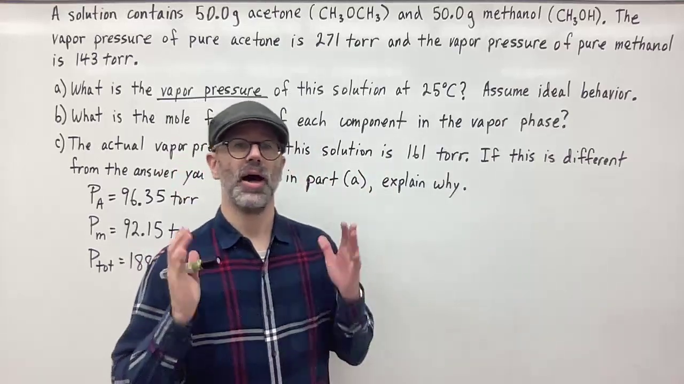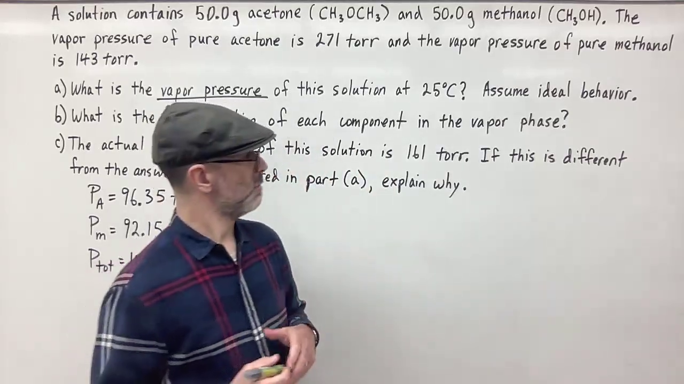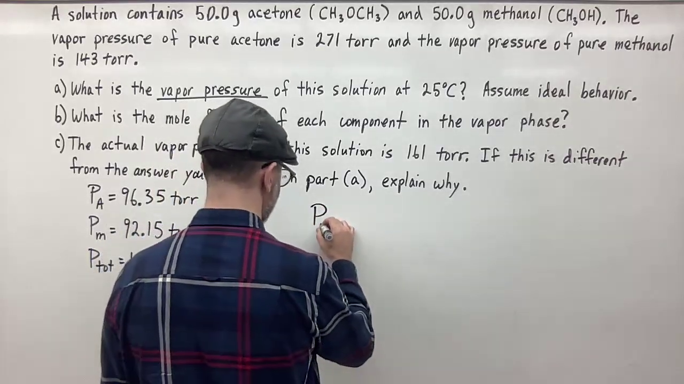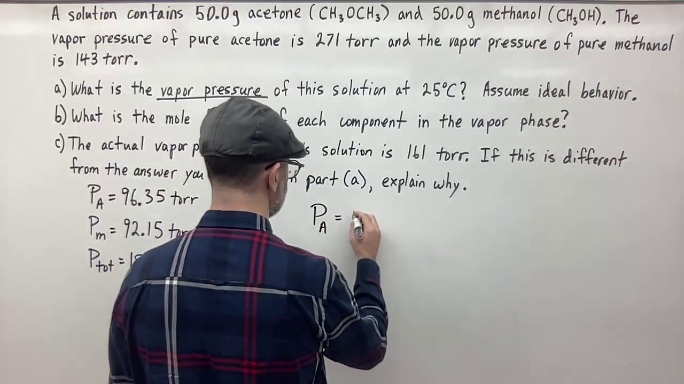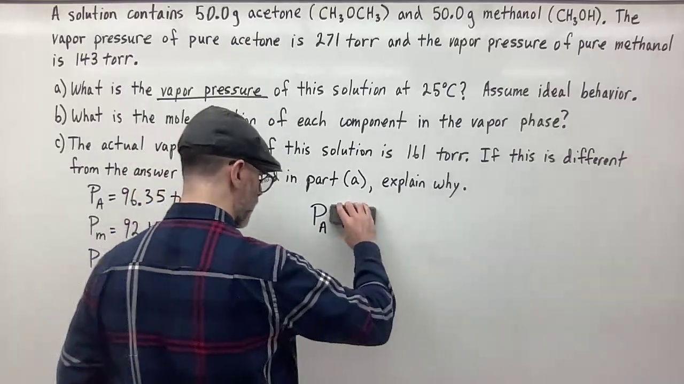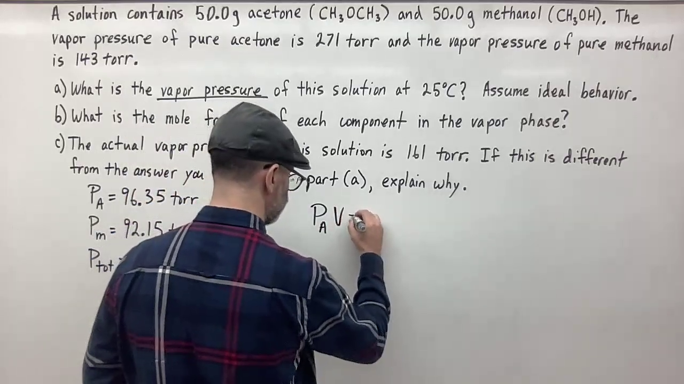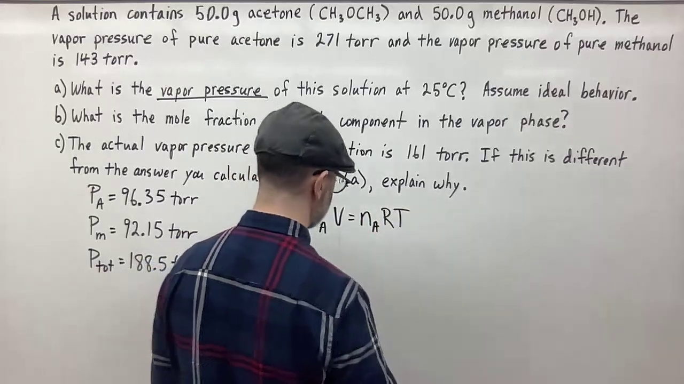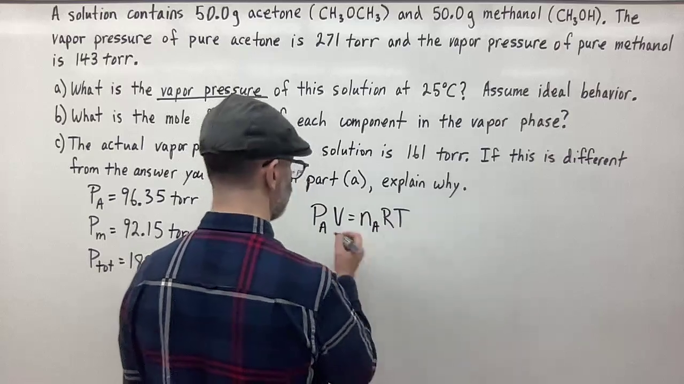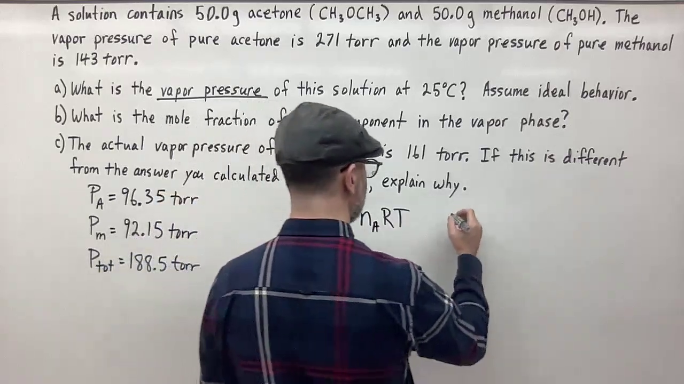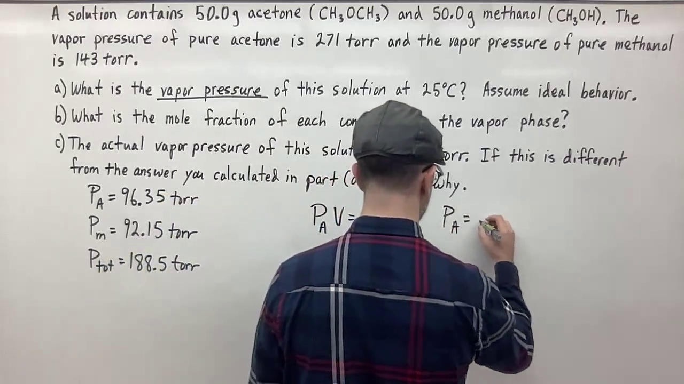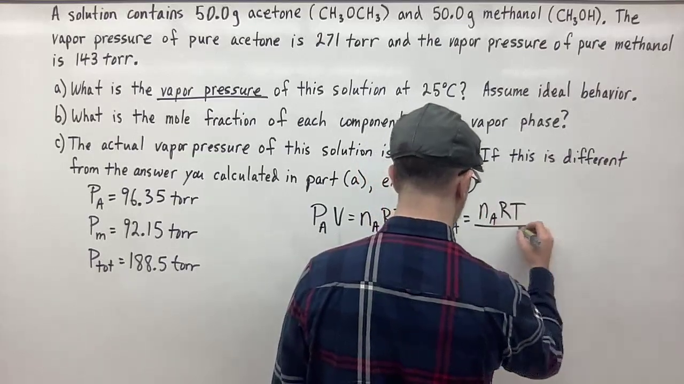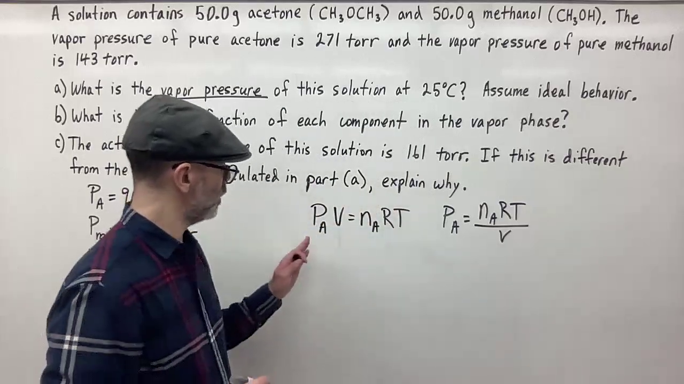Okay, so let's go back to the ideal gas law for a moment. So we know that the pressure of gas A multiplied by the volume is going to be equal to the moles of gas A multiplied by R times the temperature. If we solve this for the pressure of A, then we get P of A is equal to the number of moles of A times RT over V. Now, this is for partial pressure.